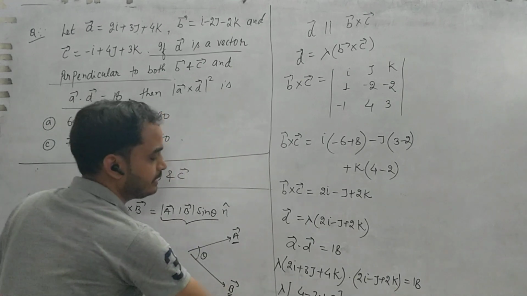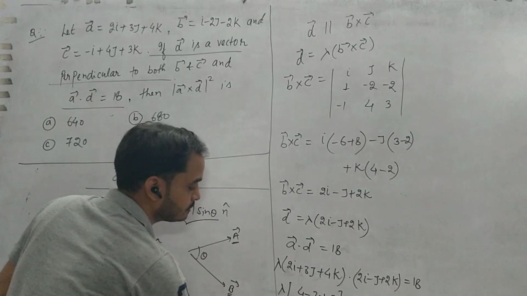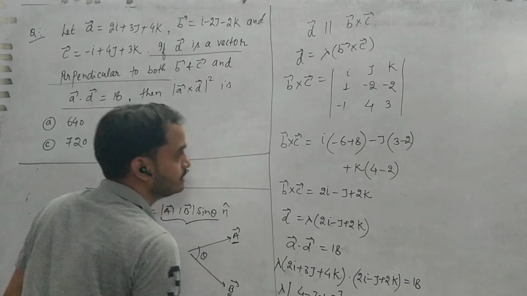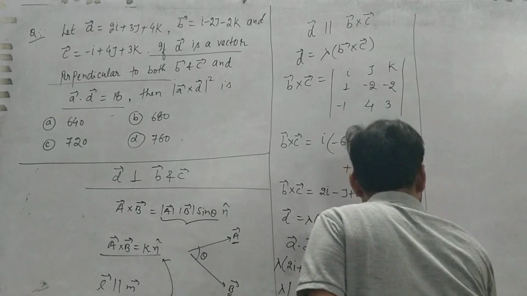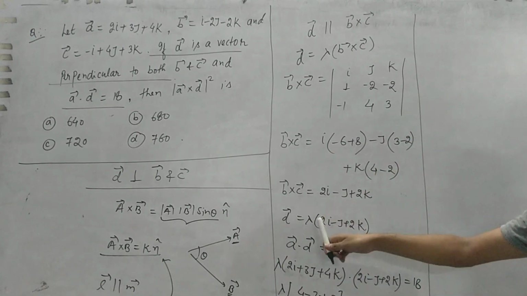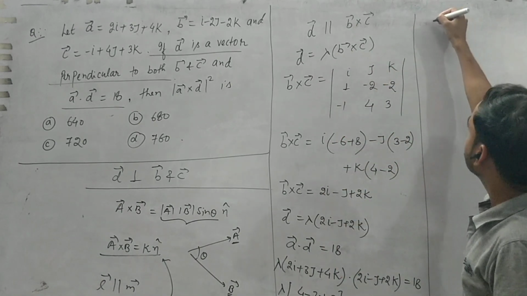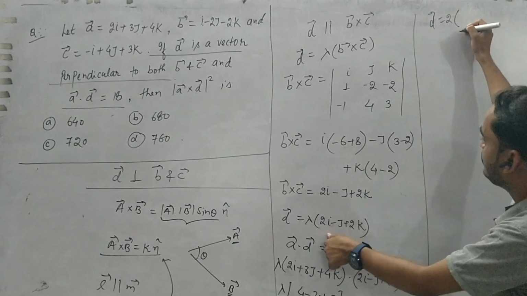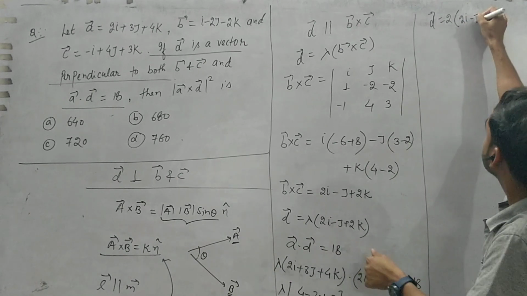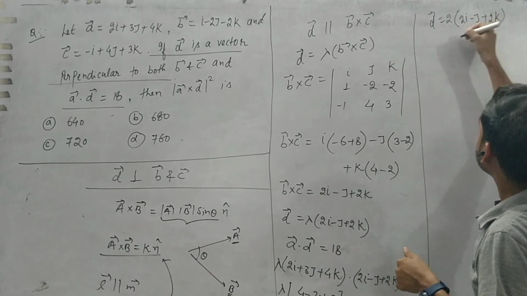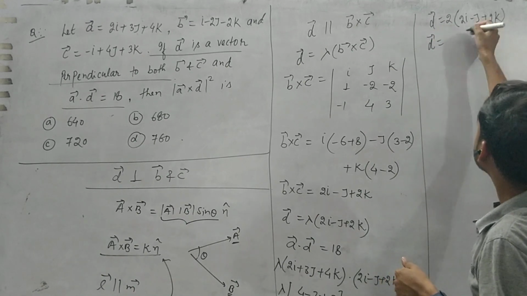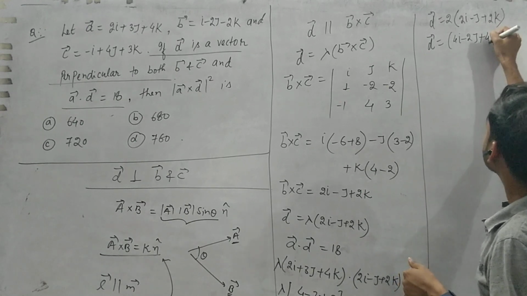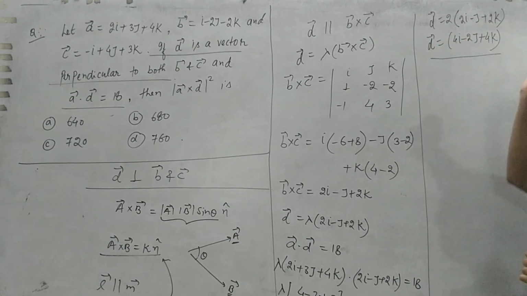So what we are getting here: 8 plus 4 is 12, minus 3, that is 9. So 9 lambda is equal to 18 and lambda value will be equal to 2. Now put the value of lambda in D vector. We can get the D vector is equal to 2 times (2i minus j plus 2k). So this is our D vector, and if we multiply, this will be 4i minus 2j plus 4k. Okay, so this is our D vector.